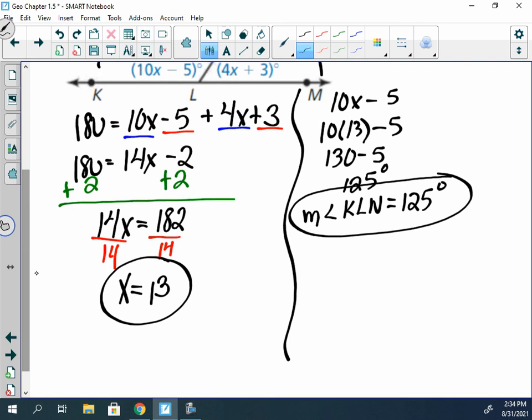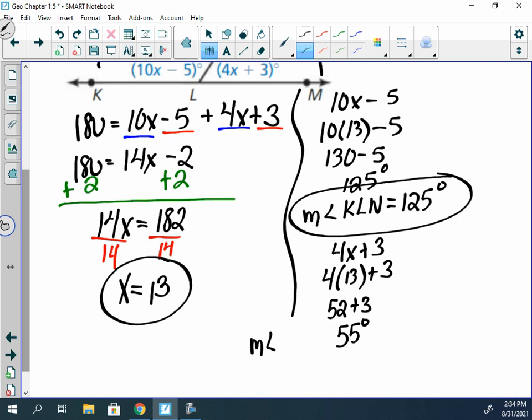Now we can do the same thing with 4x plus 3. So 4 times 13 plus 3. Well, 4 times 13 is going to be 52, plus 3 is 55 degrees. So the measure of angle NLM would be 55 degrees.